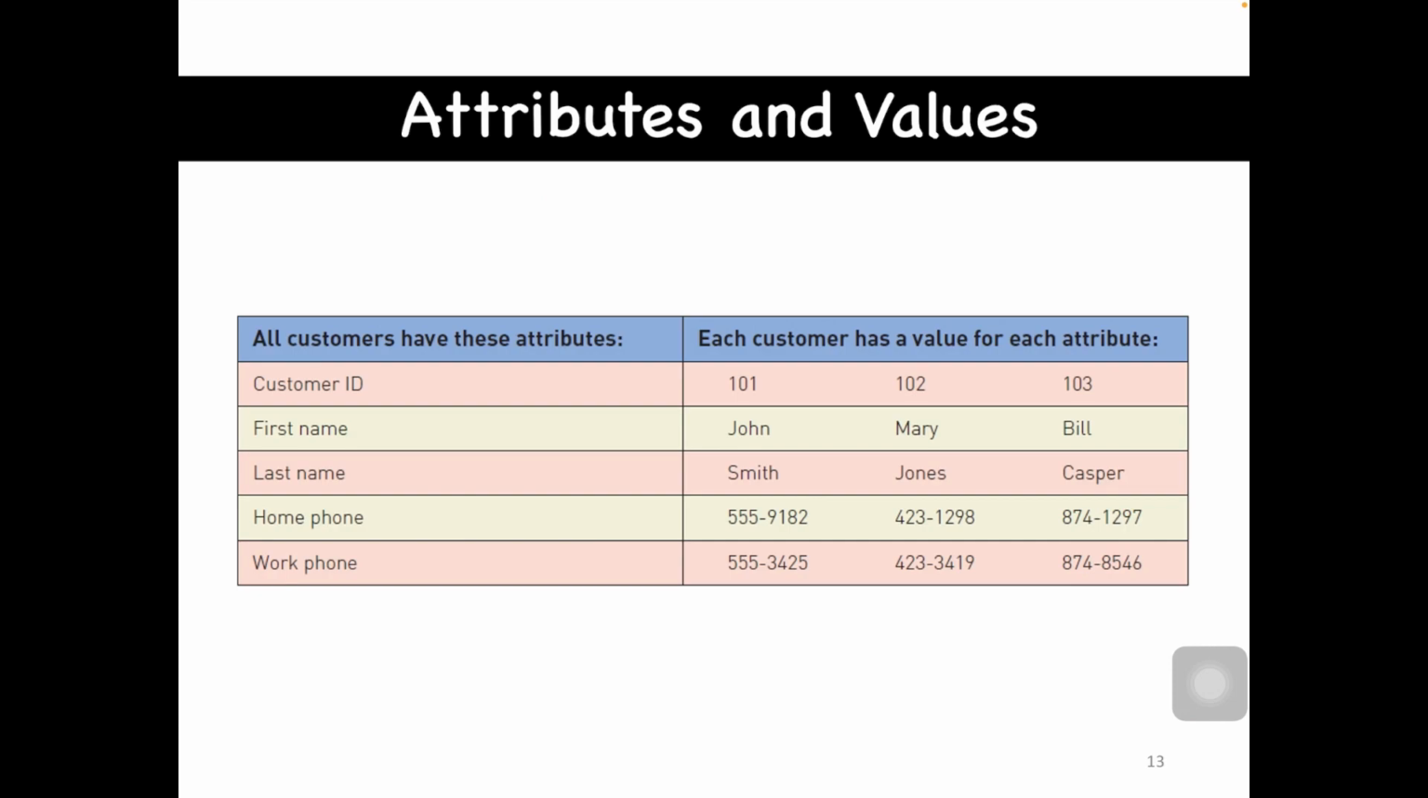These are examples of the attributes and also the values. So all customers have these attributes: customer ID, first name, last name, home phone, and also work phone. And what is the value for each attribute? Okay, for example, customer ID 101. His first name is John, last name Smith, and this is the home phone and this is the work phone. And we have Mary with her customer ID and last name, home phone, and work phone. So these are the attributes and these are the values for the attributes.